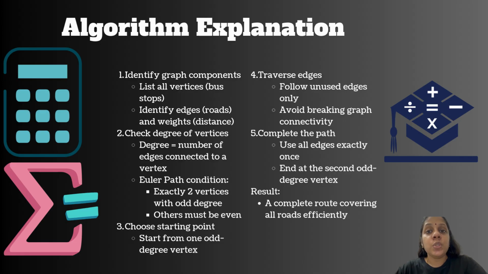Step 3. Choose the starting point. We start from one of the odd degree vertices. Step 4. Start moving. We follow one road at a time. Never repeat the same road. Make sure we don't get stuck. Step 5. Finish the route. We stop when all roads are used. So in the end, we get a complete and efficient route.